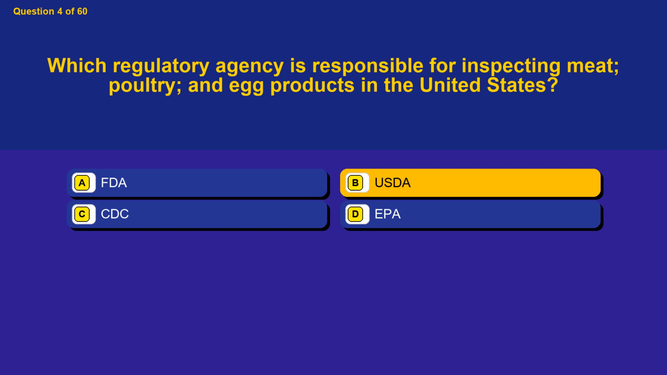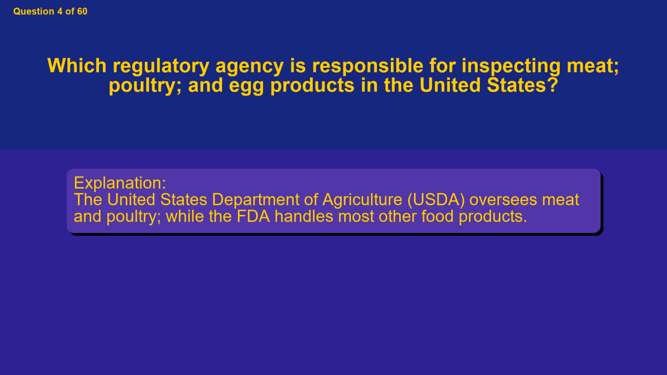The correct answer is option B, USDA. The United States Department of Agriculture, USDA, oversees meat and poultry, while the FDA handles most other food products.